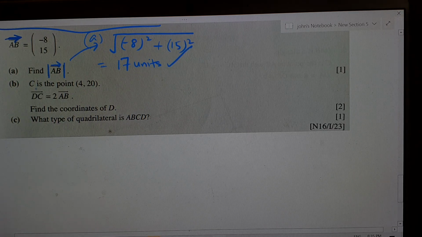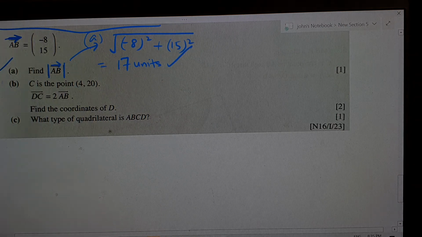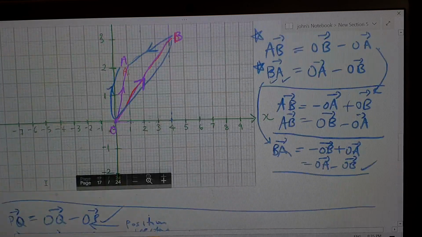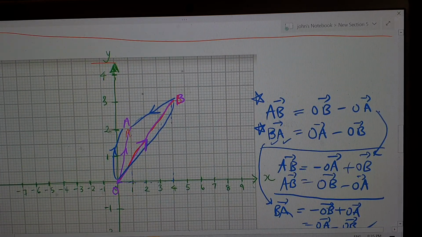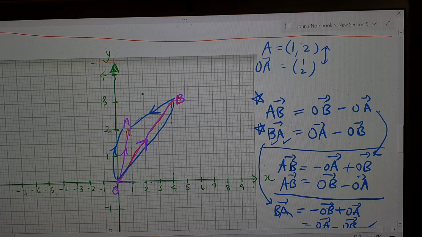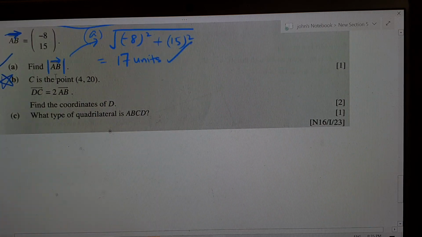Alright, now part B. They say C is the point (4, 20). Then DC is this. Find the coordinates of D. Wow, how to do this? Okay, so this requires you to know the relationship between, like just now I said, this point A is (1, 2), right? It means that if I change it to a vector, it will be (1, 2), like that. You must know how to change from coordinate geometry to vector, and vector to coordinate geometry, because as I mentioned just now, they can set this as one question, which is what we see here now.